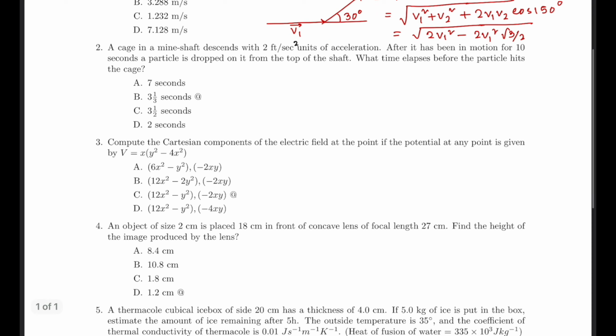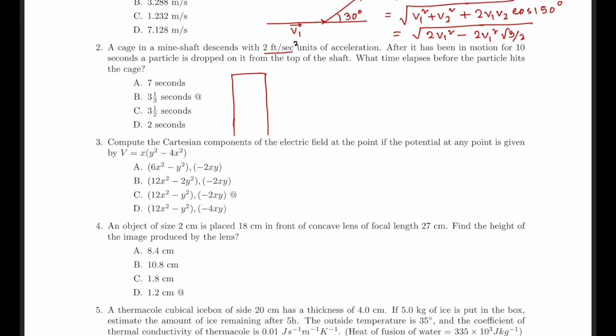Now the second problem says a cage in a mine shaft descends with 2 feet per second square acceleration. After it has been in motion for 10 seconds, a particle is dropped on it from the top of the shaft. What time elapses before the particle hits the cage? Let me describe the problem a little bit. Suppose this is the mine shaft, and this is the top of the mine shaft.